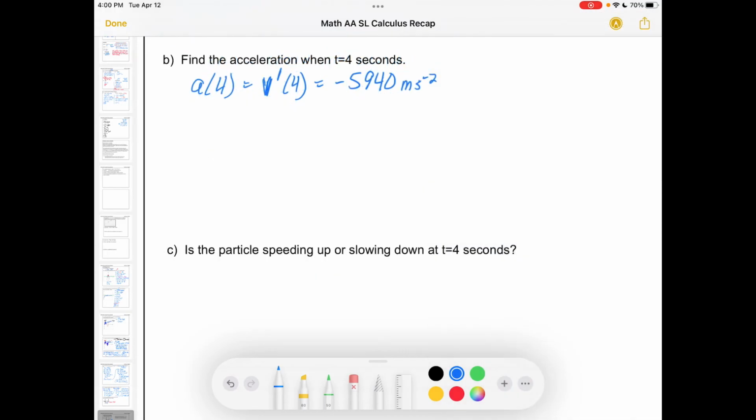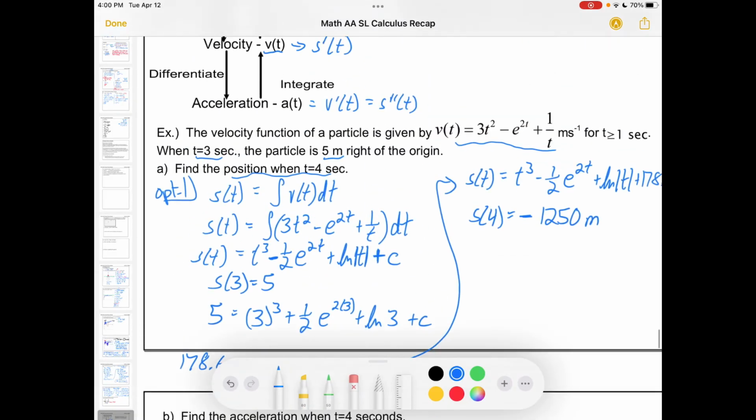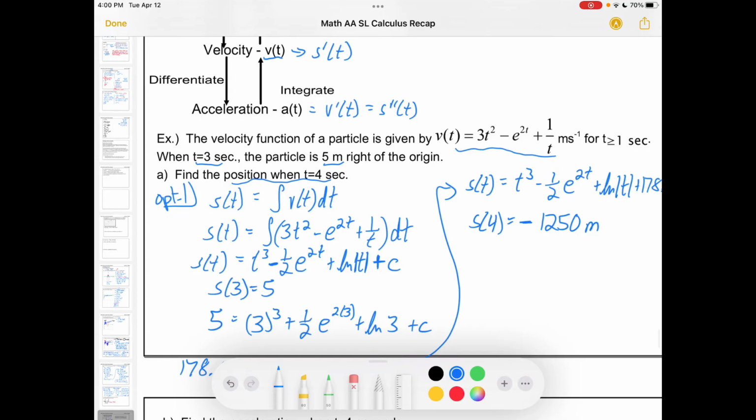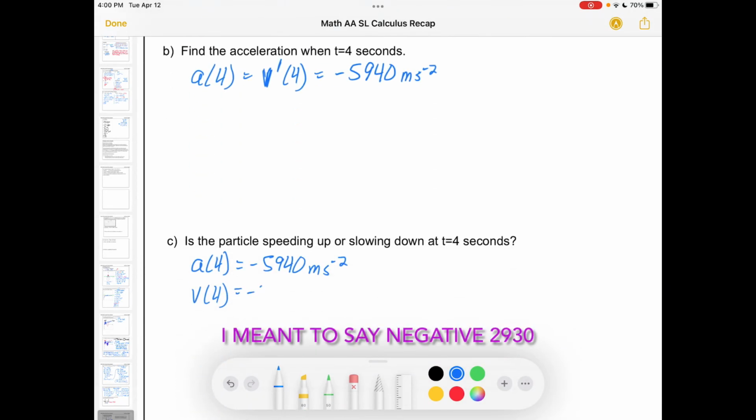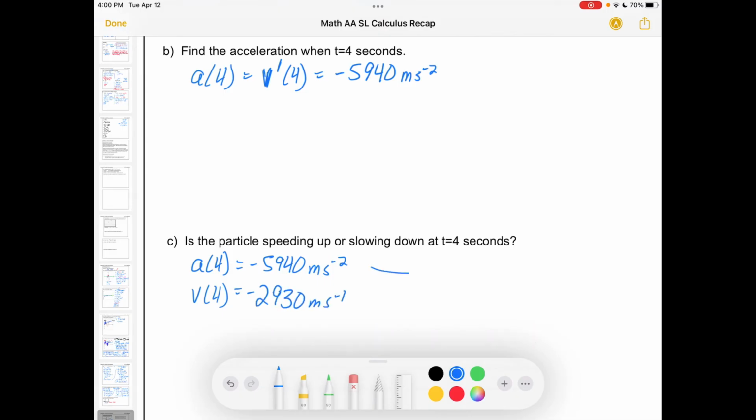We could also be asked, is the particle speeding up or slowing down at t equals 4? And that has to do with the relationship between velocity and acceleration. So we already know that a of 4 is -59.40 meters per second per second. What is v of 4? Well, if you just sub it into the original, either using some of your graphical features or by hand, we'll get that it's about 2930 meters per second. And since they're both negative, or they both have the same sign, that means we're speeding up.